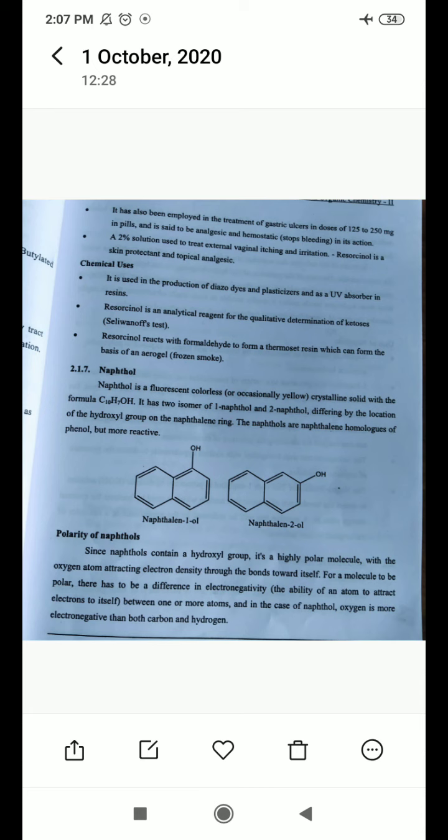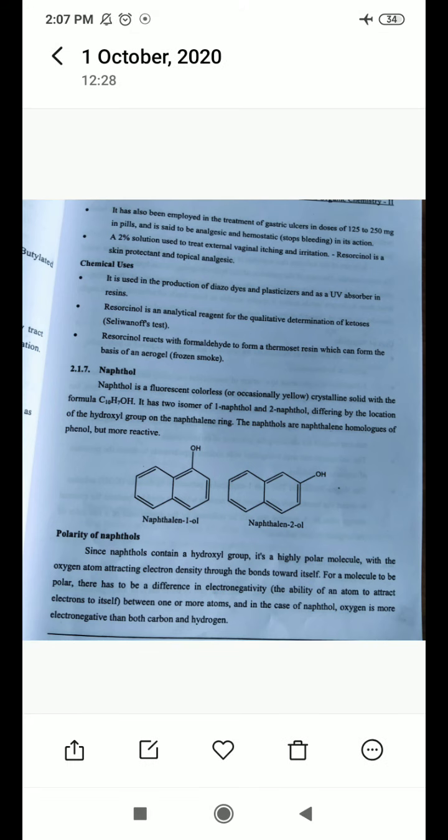Okay, what is the next use? Resorcinol reacts with formaldehyde to form a thermoset resin, which can form the basis of an aerogel. So another use is in the synthesis of thermoset, meaning thermostable resin. This type of resin we can prepare with the help of resorcinol. Next one is naphthol.